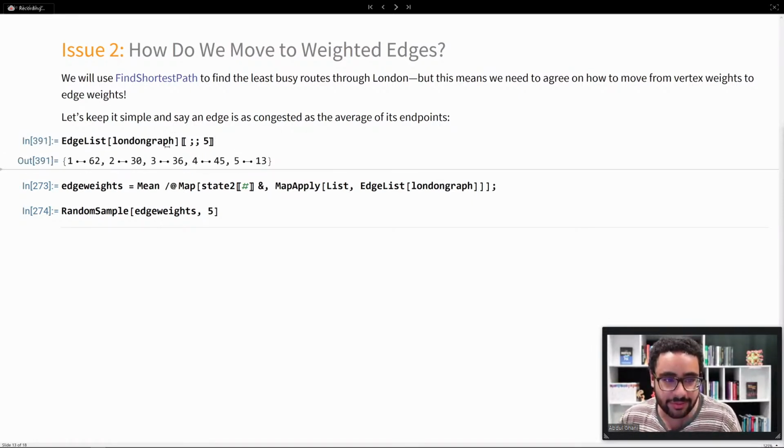Okay, so let's look at what edges are in Mathematica. Edges look like this. We can look at the input form actually.